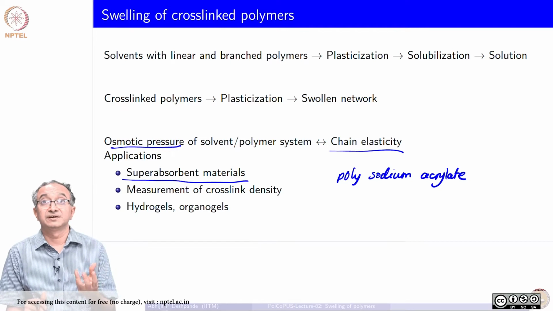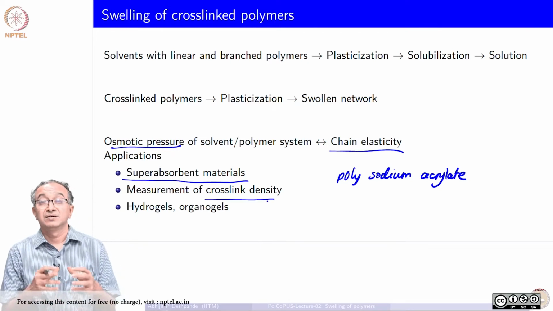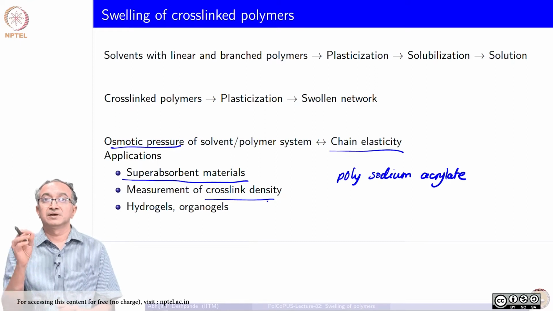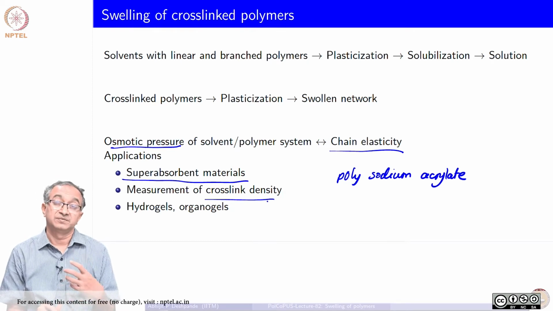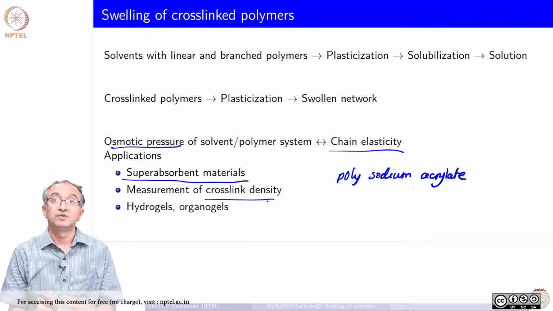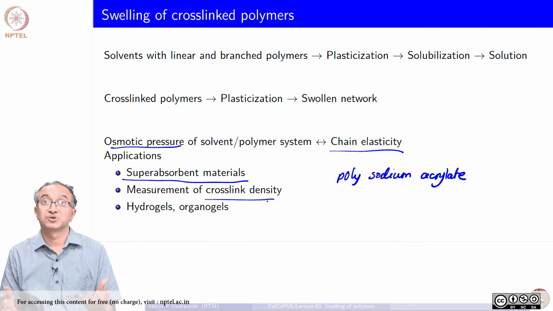Of course, if we can develop a nice theory to explain how much solvent goes in based on the crosslink density, we can then measure crosslink density. I hope all of you can think in terms of, if crosslink density is more, will more solvent come in, or if crosslink density is less, will more solvent come in?